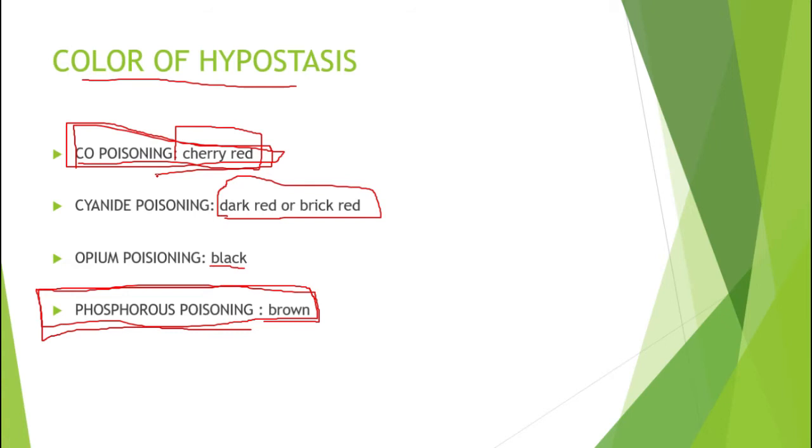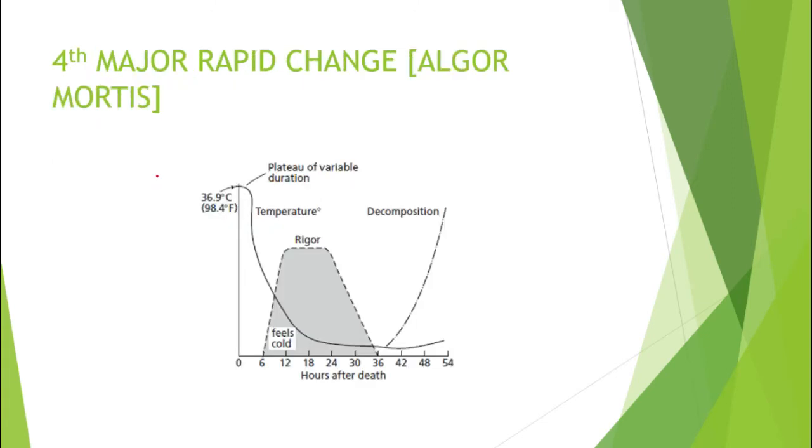Next, we move on to the fourth major rapid change, which is not a very high yield one, but we have to go through it anyway. The next is algor mortis. What's algor mortis? Well, can you guess from the image? Yes, it's related to temperature. It's the heating of the body or cooling of the body? Well, people tend to get cool following death, so it's cooling of the body.